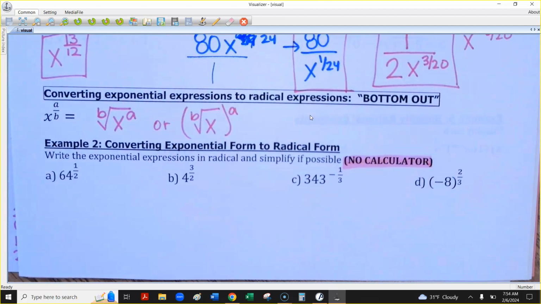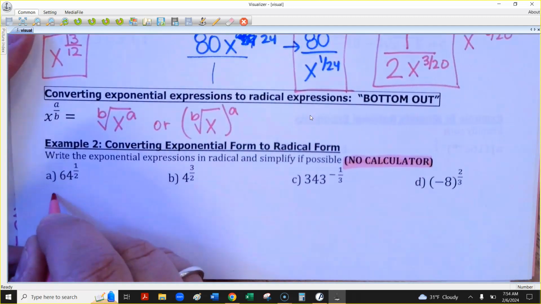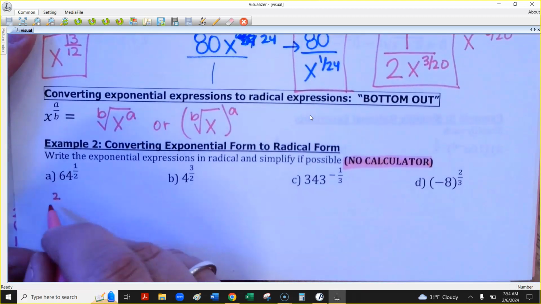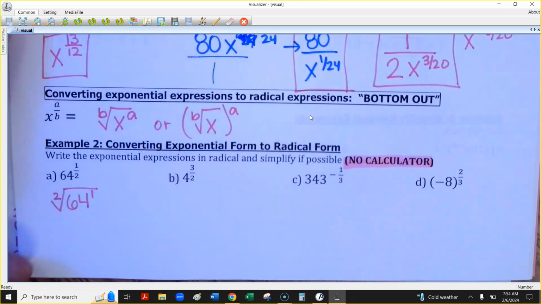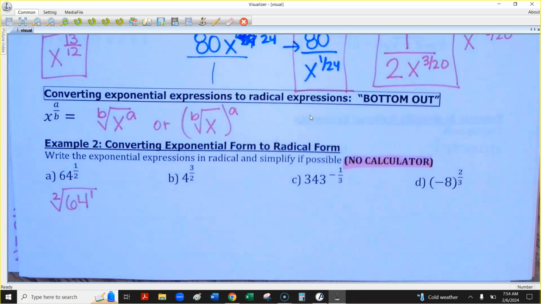So this is 64 to the 1/2. All right, I'm going to bottom out, so this is going to become a square root. Usually we don't write the index, but I'm going to do it for this problem. This would be the square root of 64 to the 1st. What's the square root of 64?